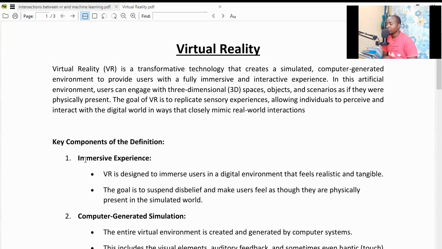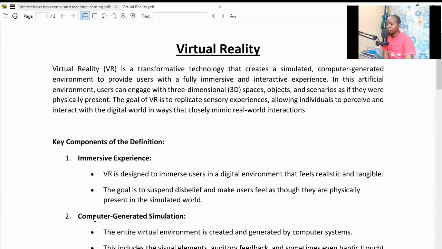The entire virtual environment is created and generated by computer systems. So this includes virtual visual elements. There is also auditory feedback, sometimes even haptic, which is touch, is used.